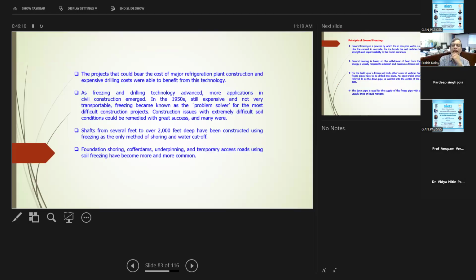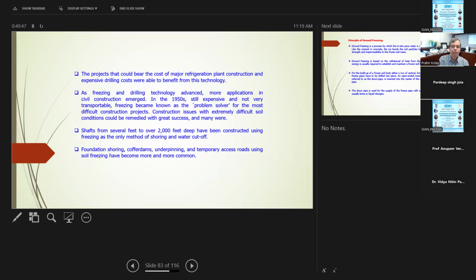Ground freezing, as I mentioned, is generally a drilling technology, a freezing and drilling technology, more applicable to civil construction. It started in 1950. Extremely difficult soil can be remediated with great success. You can do foundation shoring, you can do a cofferdam, you can do underpinning work, and you can do a temporary access road using soil freezing. We can go even 2,000 feet deep for construction using the freezing method. And again, it is expensive.